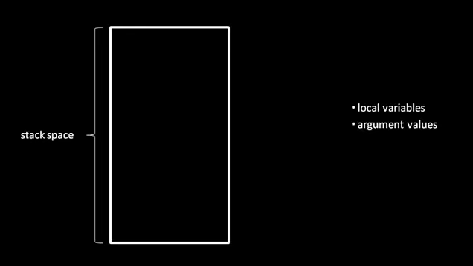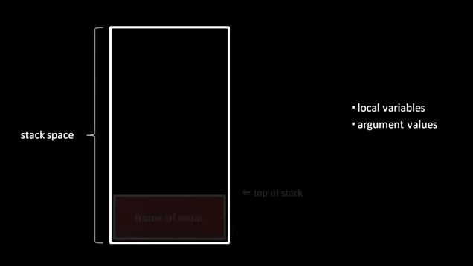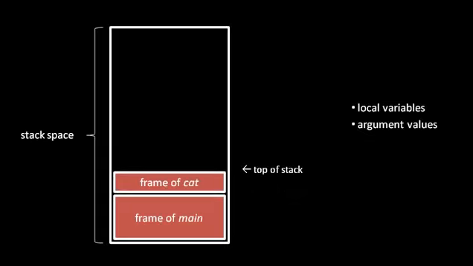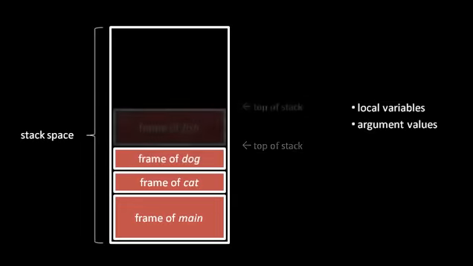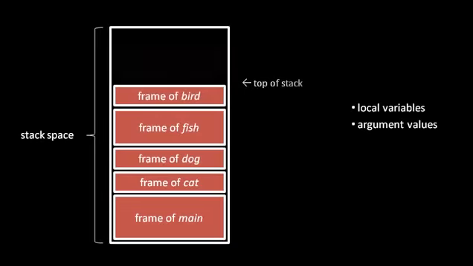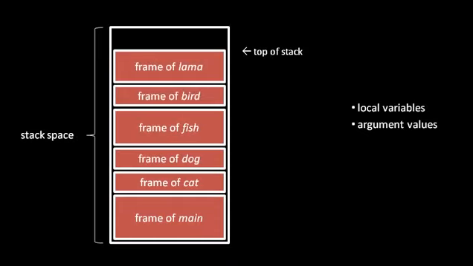So say when we execute a program, the stack space is empty, it doesn't contain any frames, but then we invoke our first function, and the frame of that function, let's say here in this case main, is placed on the top of the stack, which currently is the very bottom of the stack space. When the function main invokes another function, cat, the frame for that invocation goes on top of the stack, immediately above the frame of main. When cat then invokes dog, the frame for dog goes on top. When dog invokes fish, it goes on top of dog. And when fish invokes bird, it goes on top. And finally, when bird invokes llama, that again goes on top.